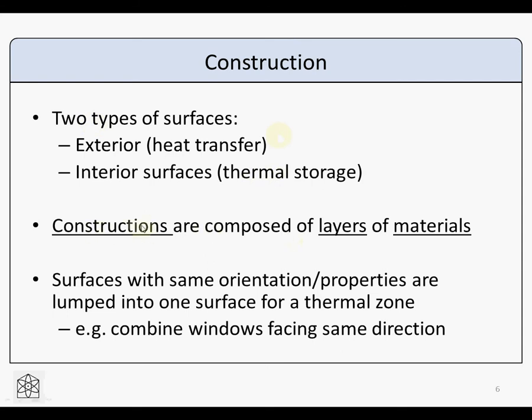The constructions are composed of layers of materials, and I'll show a bit about that on the next slide. One thing to keep in mind is that in the energy simulation, all of the surfaces with the same orientation and properties are lumped together in the calculation. So if you have a lot of windows all facing a certain direction, EnergyPlus is going to combine them together and not keep them separate, unless you're using Radiance or some specific daylighting software. So it's okay to make the assumption of your total window area on a specific wall for a specific zone, as long as the areas match. You don't need to have each individual window.